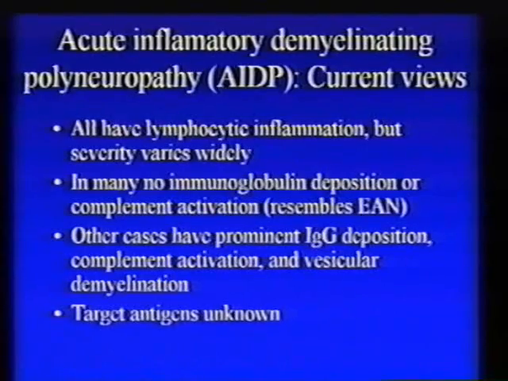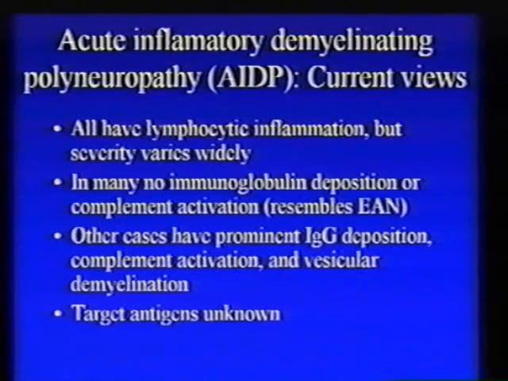Now, let me talk a minute about the typical acute inflammatory demyelinating polyneuropathy, or AIDP. I think it's fair to say that virtually all cases that come to autopsy do have lymphocytic inflammation, but the severity varies very widely, so that in some cases you have to really look hard to find any lymphocytes, even in a setting of massive ongoing demyelination. In many cases, no matter how hard you look, there's no evidence of antibody deposition, immunoglobulin deposition, or of one of the effector mechanisms by which antibody can damage tissue, and that's by use of another protein called complement, which can get activated and produce damage.